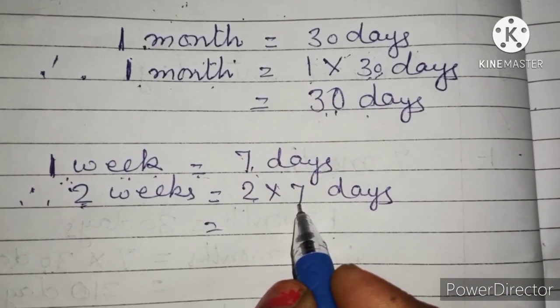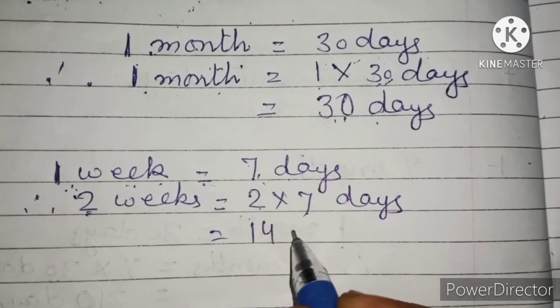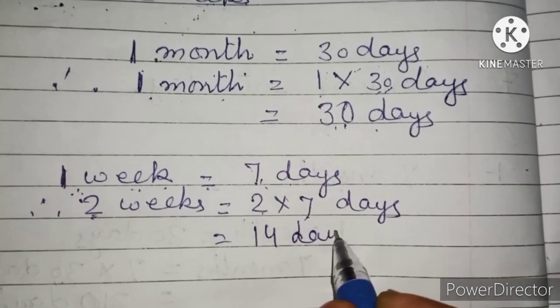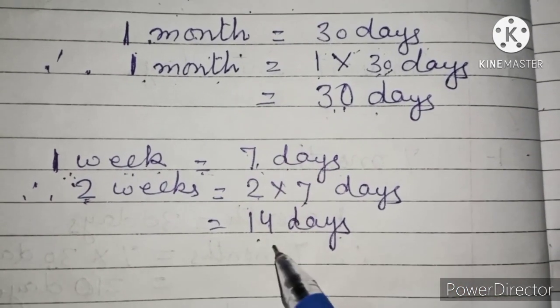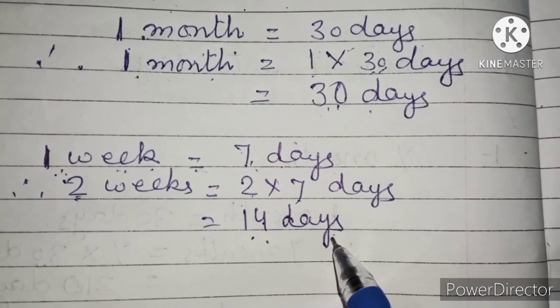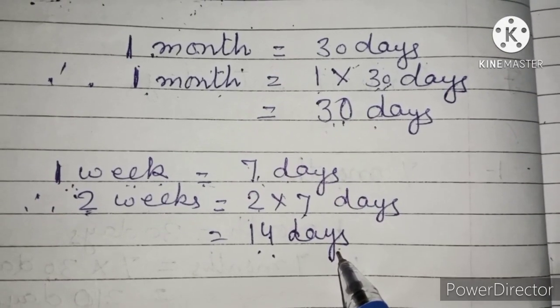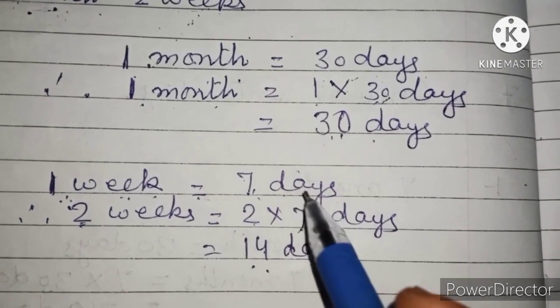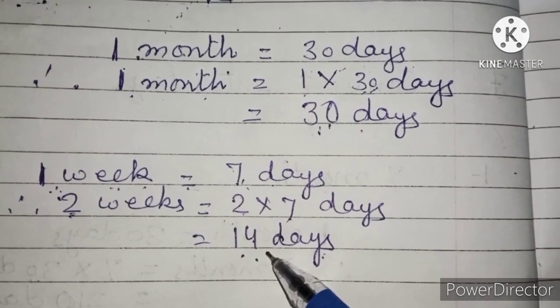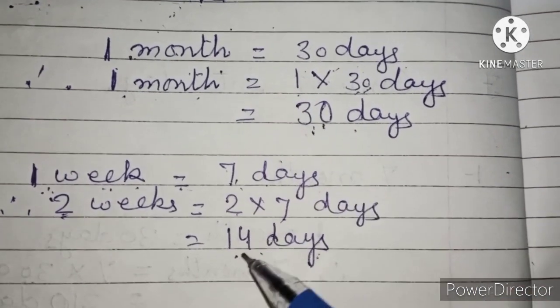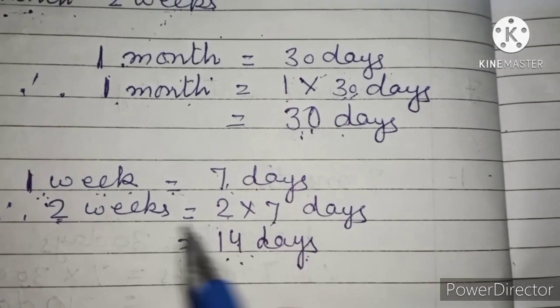2 sevens are 14. 2 sevens are 14 days. Okay? So the answer will be 14 days. Now we have to add 30 days and 14 days.